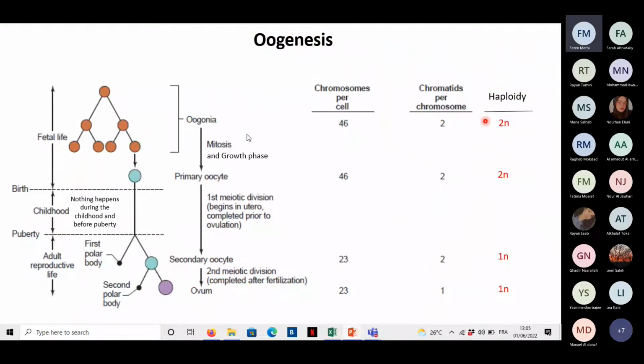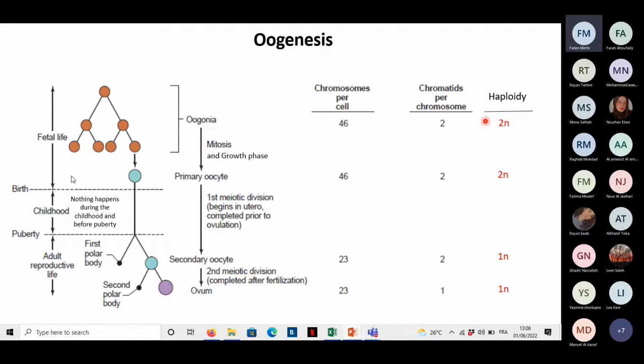Here we can review a little bit the different steps of oogenesis. We have during the fetal life the oogonia, which will divide extensively by mitosis, and at a certain moment, some of them will die, a lot of them will die, and the remaining ones will enter the meiosis, and we call them primary oocytes. The primary oocytes will start the meiosis, but they will be blocked at the diplotene of prophase 1.